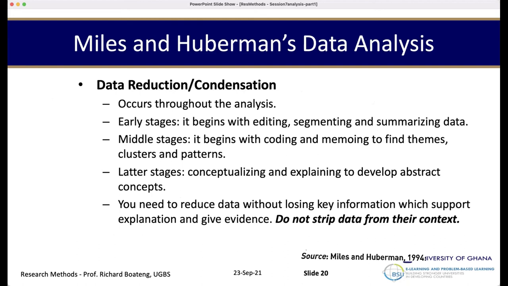So by the time you finish your data management processes, you have been able to collect data and then start looking at the patterns in the data to be able to establish that the data is worth analyzing.